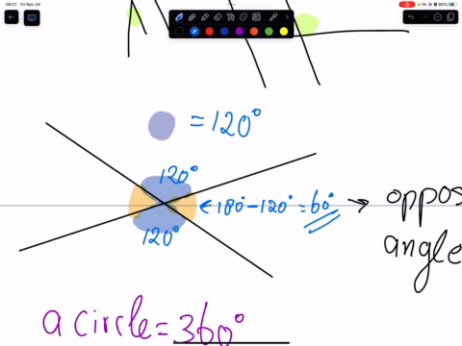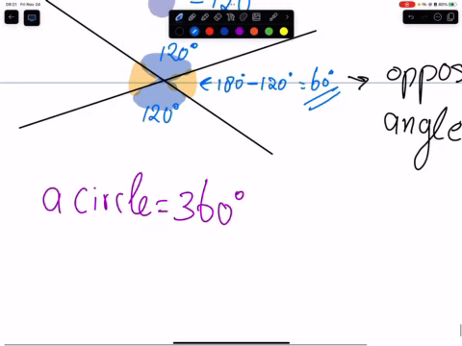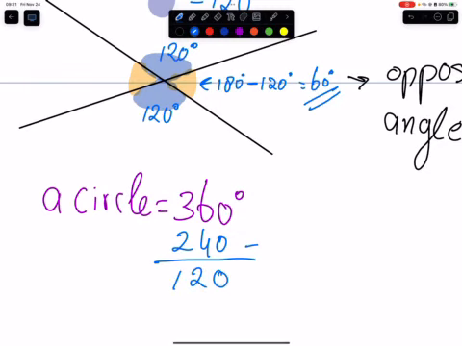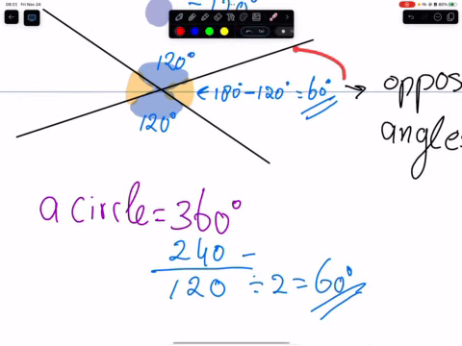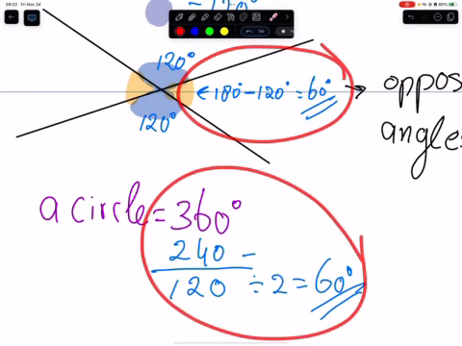Others say, no teacher, that's boring. A circle is 360 degrees. If I subtract 240, I am left with 120. That means when I count this and that together, the answer should be 120. So what do I do? Divide by 2. So what is the answer? 60. Some of you prefer this, some of you prefer that. It's all the same.